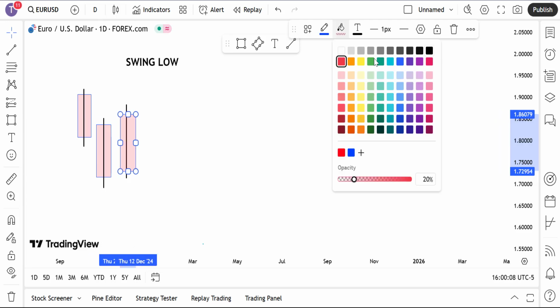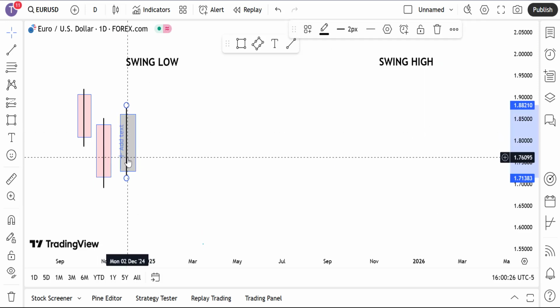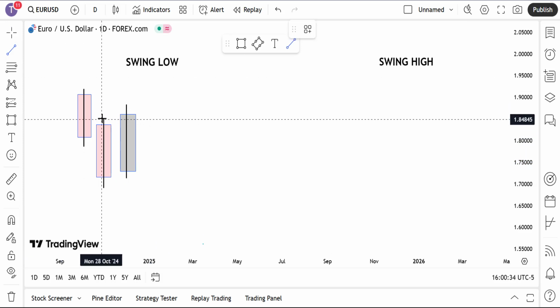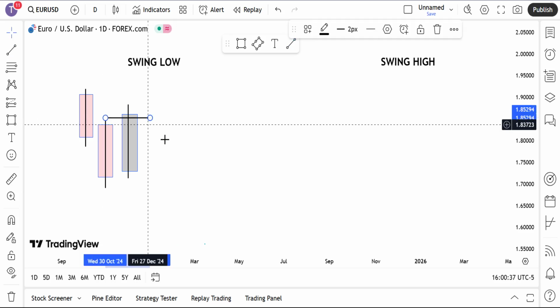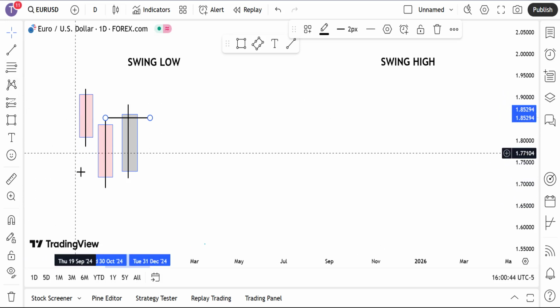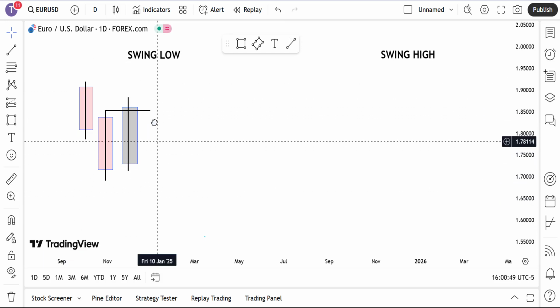This candle is going to be a bullish candle. I can use either blue or black, depending on what I want my bullish candle to be. So in this video, I'm going to use black. When the black candle breaks this second candle, it means that the swing low has already been formed. This signifies that this whole candle here is our bullish swing low.